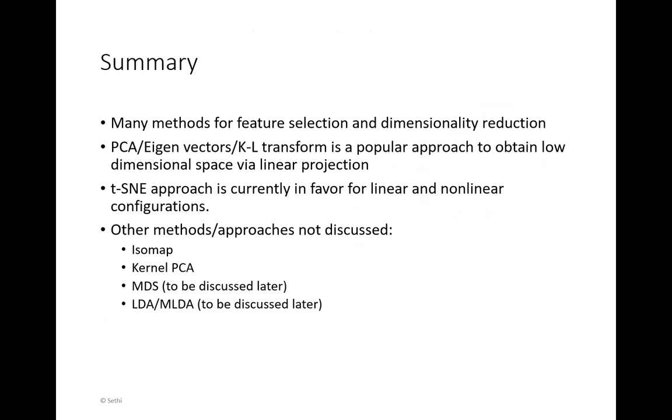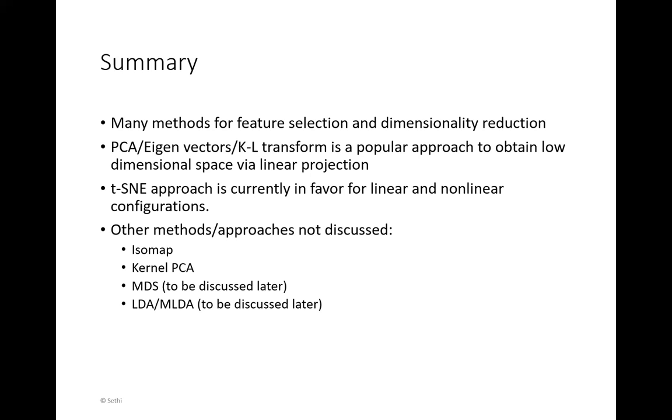So let's summarize the dimensionality reduction things that we have discussed. As we have seen, there are many methods for feature selection and dimensionality reduction. We have looked at some of them. Among the methods that we have looked at, PCA, or eigenvector, or KL transform, these are all names for the same thing. It's a popular approach to obtain a low dimensional space via linear projection. The t-SNE approach is currently in favor for linear as well as for nonlinear configurations.